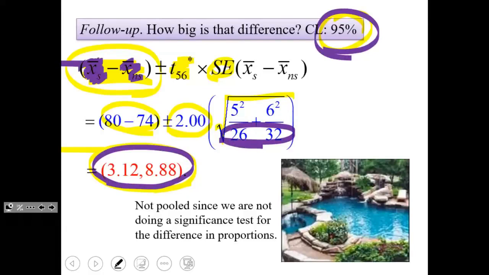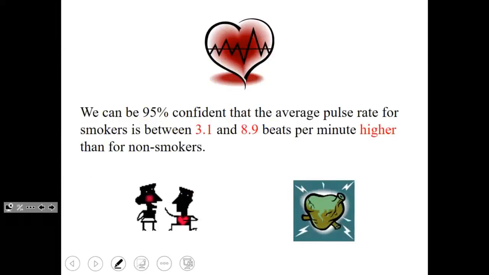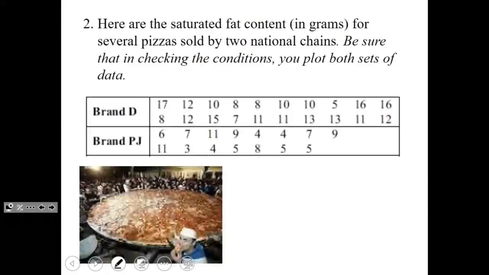We're still using individual because we're doing means. Like we said, 95% confident the average pulse rate for smokers is between 3.1 to 8.9 beats per minute higher than for non-smokers. So let's go ahead and try this for a second question.